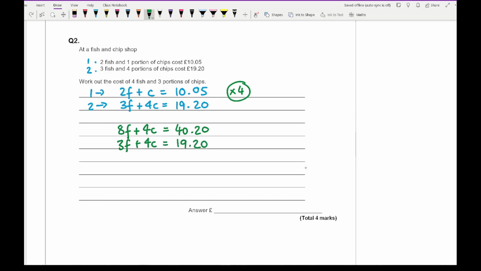Now I always like to have the big equation at the top just to make my next stage that little bit easier. Here I've got the same number of c's and the signs are both the same, so I need to take away the two equations. So here 8f take away 3f is 5f, 4c take away 4c is nothing, and £40.20 take away £19.20 is £21. So from this I will work out that f is going to equal 21 divided by 5, which is 4.2.